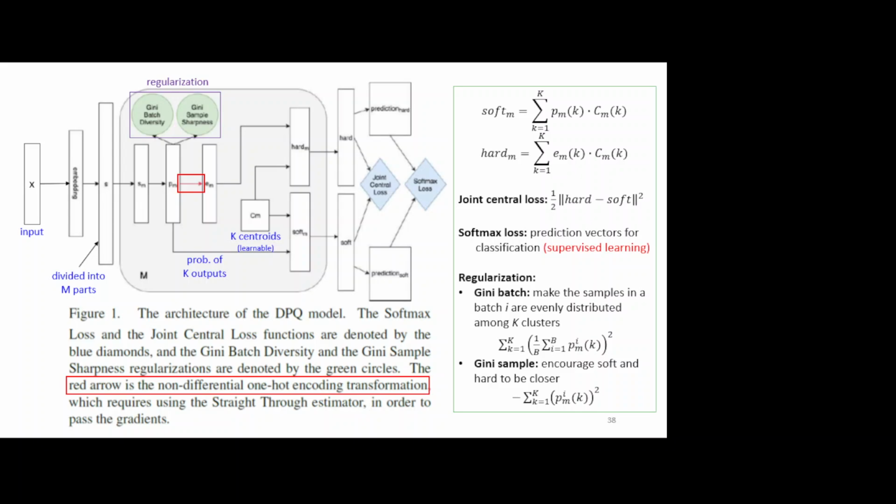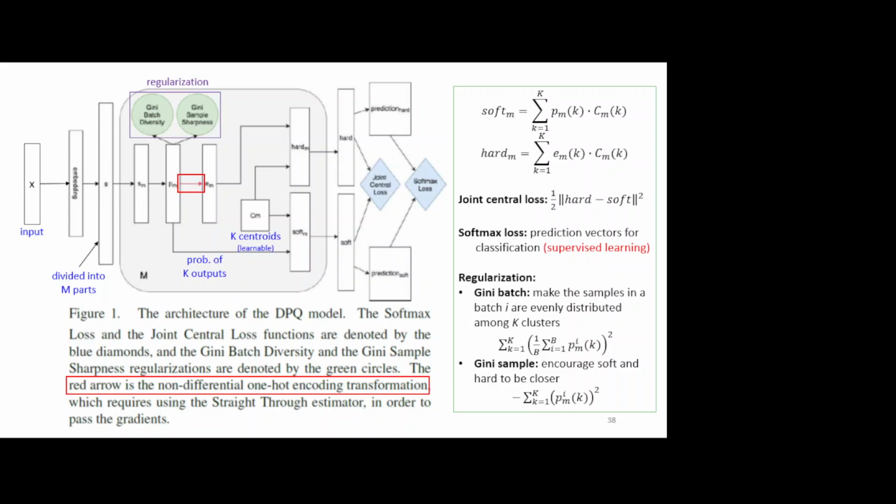So we convert it into a one-hot vector representation like this. But this process is non-differentiable. Okay, so this step is non-differentiable. So it means when you apply gradient descent to this step, you cannot, because it is non-differentiable, so you cannot pass your gradient to the next.